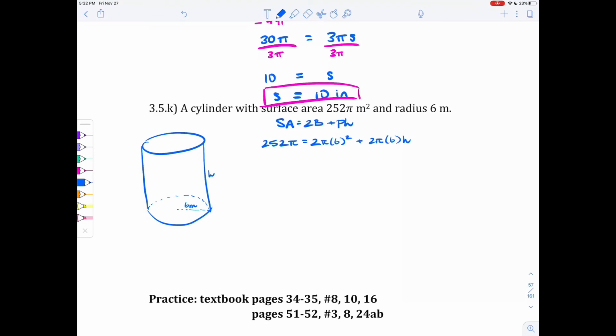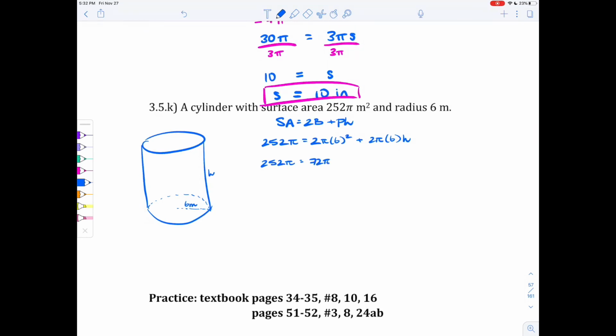Okay. Let's take that step of simplifying what we're working with. 2 times pi times 6 squared. Well, 6 squared is 36. Times 2 is 72. So we have 72 pi there. And then 2 times 6 is 12. So we have 12 pi h there. And then this is our variable to isolate. So let's take this thing and knock it over to that side. I'll subtract. This is working for me?